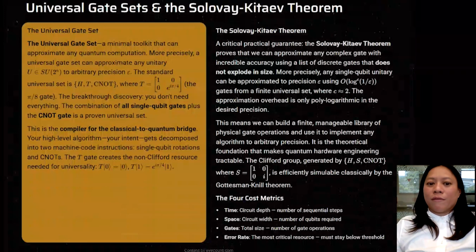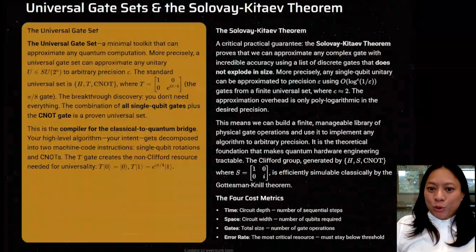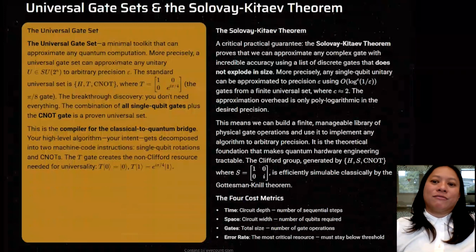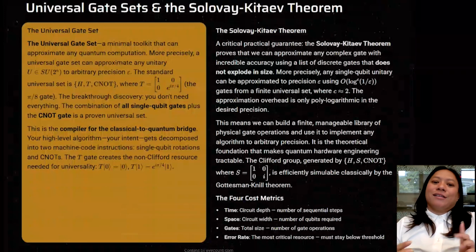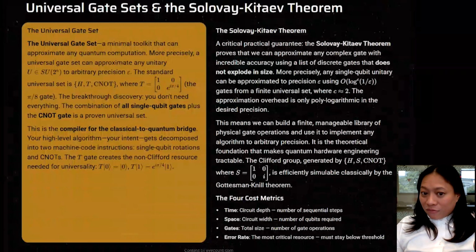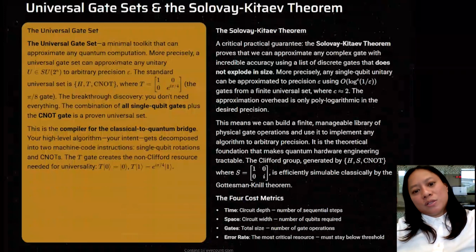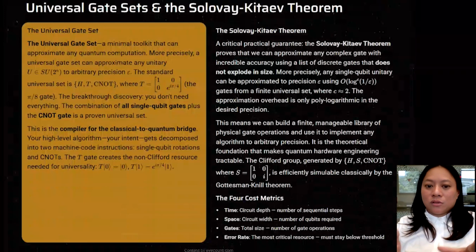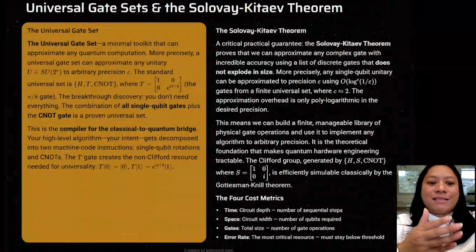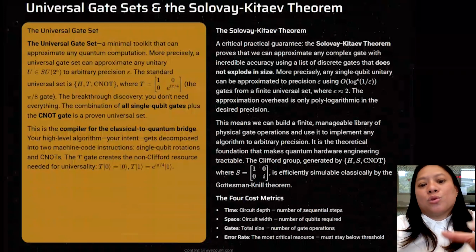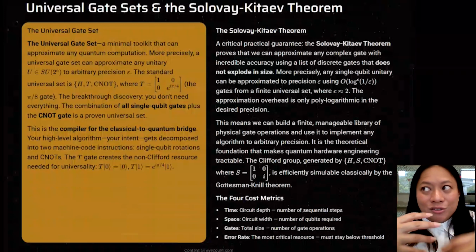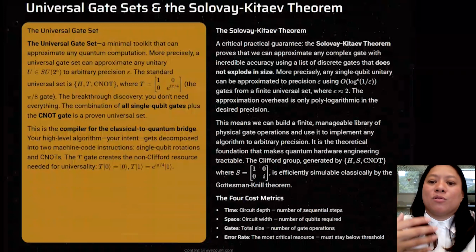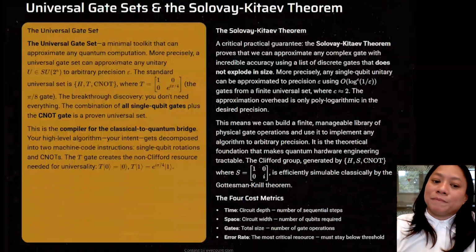So this is where engineering meets theory. We have four key metrics to decide if a circuit is actually viable: time, space, gates, and error rate. The depth of the circuit is time, or the number of steps. Space is the width, how many qubits we need. Gates are the total size, or the number of operations. And error rate is the most critical resource, where if our gates mess up faster than we can correct them, then the circuit fails. So we must keep this below a very specific threshold.